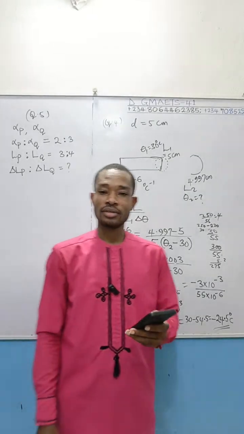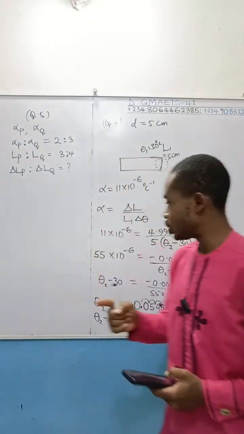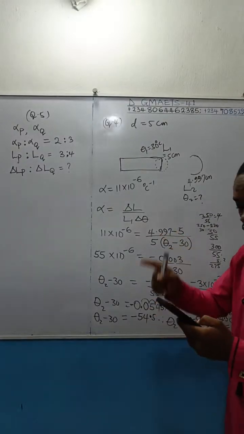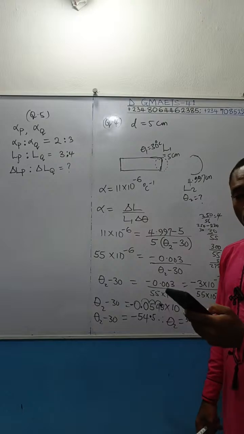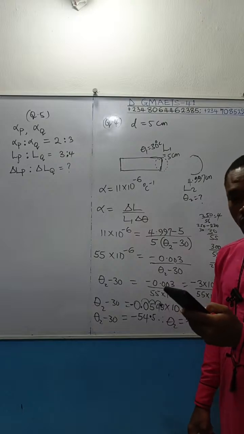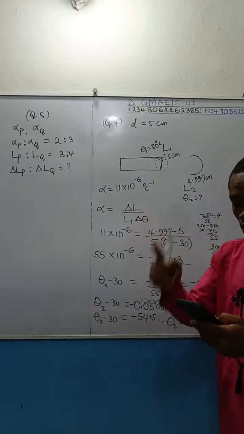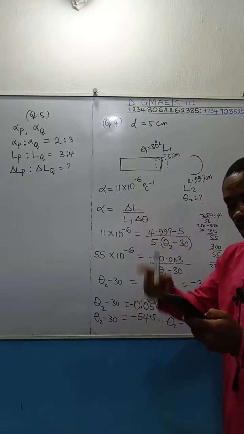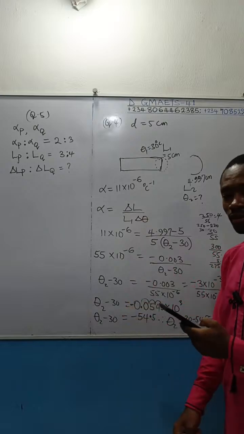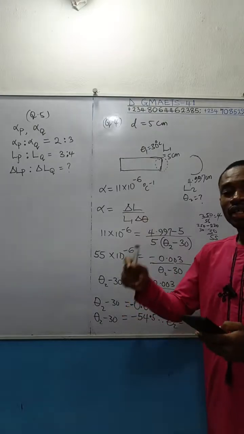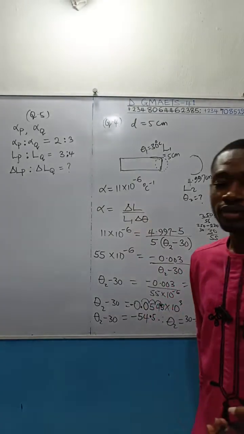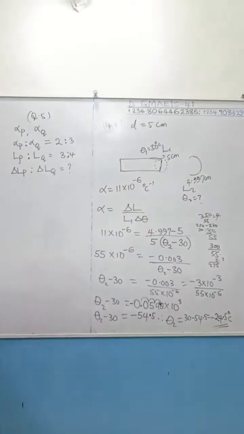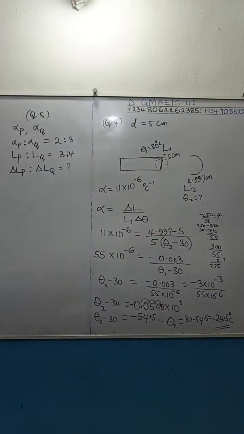Option A, 1:2. Option B, 2:1. Option C, 8:9. Option D, 9:8. How do we solve this question? Please let me pause a moment as I analyze this question.